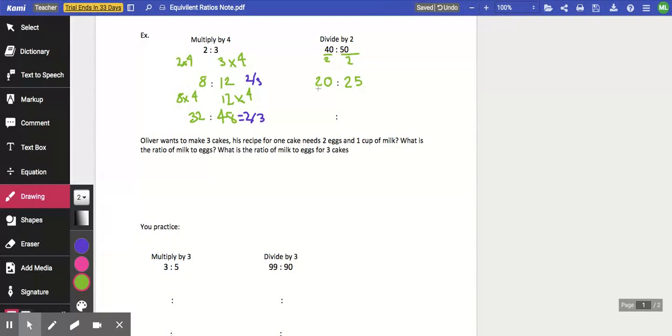Now, I can go ahead and divide again, but I'm going to get 10, and then I'm going to get a decimal point. And we can't have decimal points in ratios. So, go ahead and cross this out. And to check it again, we'll take our larger one, 40 divided by 50. If I take 40 divided by 50, I'm going to get 20 out of 25.